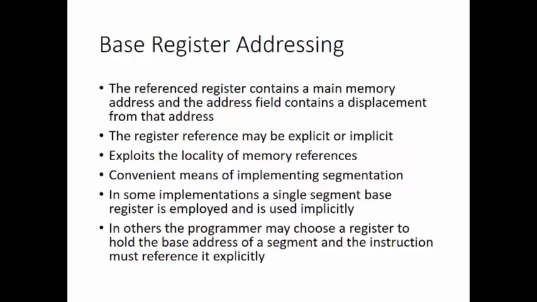Base register addressing. Here the reference register contains a main memory address, and the address field contains a displacement from that address. The register reference may be explicit or implicit. It exploits locality of memory references, and it's a convenient means of implementing segmentation for memory. In some implementations, a single segment base register is employed and used implicitly. In others, the programmer may choose a register to hold the base address of a segment, and the instruction must reference it explicitly.